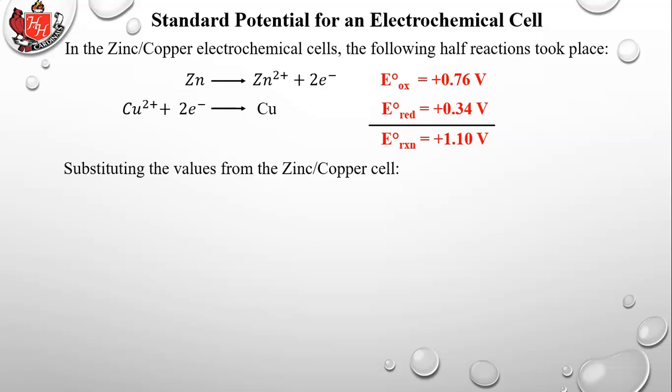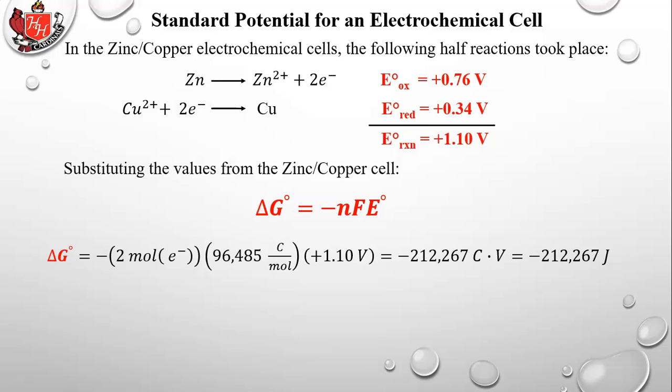Substituting the values from the zinc copper cell, we get delta G equals minus n times F times E. So there we go. We had the 2 electrons represented by the 2 moles. There's Faraday's constant, okay? So that is 96,485 coulombs per mole. And there's the delta E that we got from the standard reaction that we just did. And when you multiply all those together, notice there is a negative sign out in front of that equation. You get negative 212,267 joules. So since the delta G is negative, that means that reaction will proceed spontaneously.